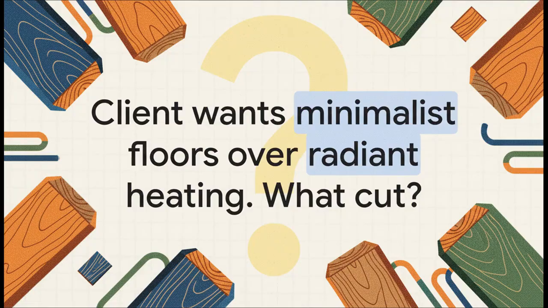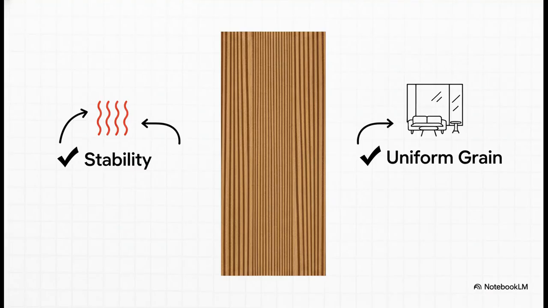Okay, pop quiz time. Your client wants a clean, minimalist look for their wood floors. Oh, and one more thing. The floors are going directly over a radiant heating system. So based on everything we've just covered, what cut do you specify? And the answer is rift sawn. It's really the only choice that perfectly checks both boxes.